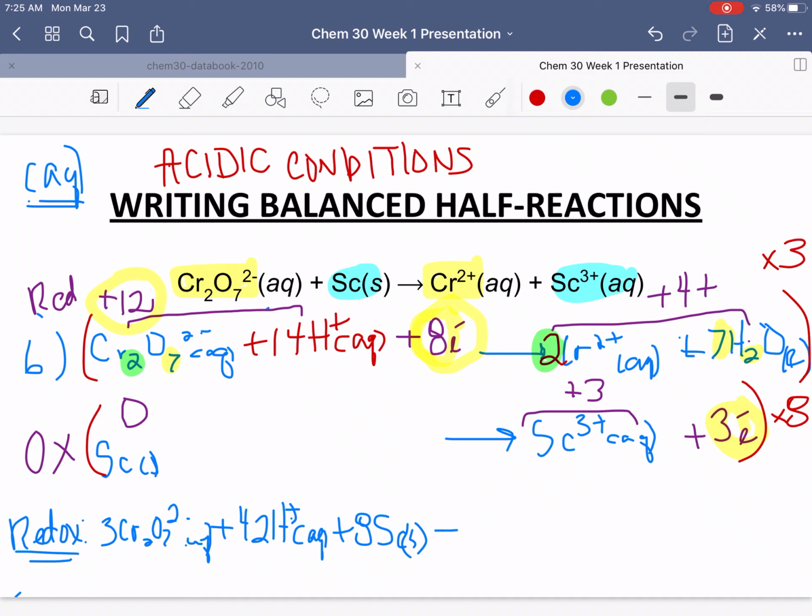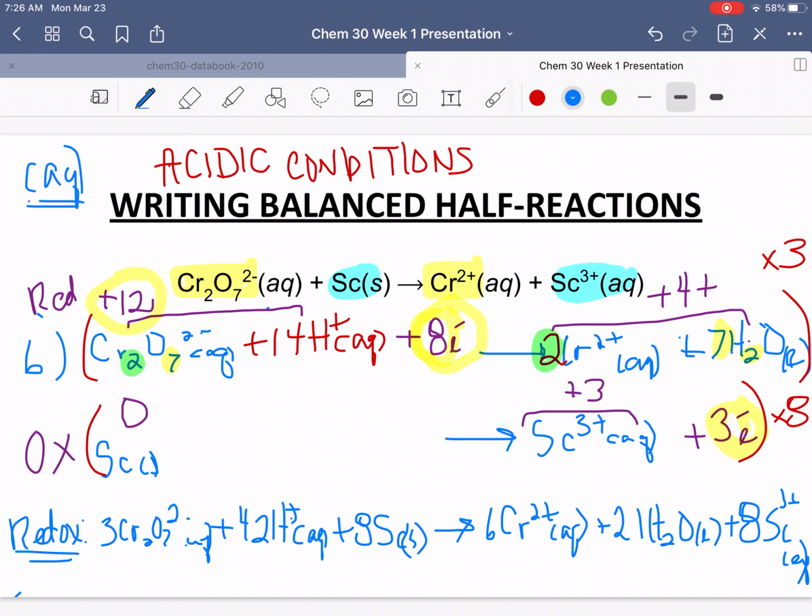Electrons have canceled out. Produces. Okay, there were 2 chromiums produced before. 3 times 2, we're going to have 6 Cr2 plus aqueous being produced. We had 7 waters being produced before. Times 3, we now have 21 waters that are being produced. Plus, we had 1 Sc3 plus ion before. Times 8, we now have 8 Sc3 plus aqueous. And there it is. That is our net redox reaction.